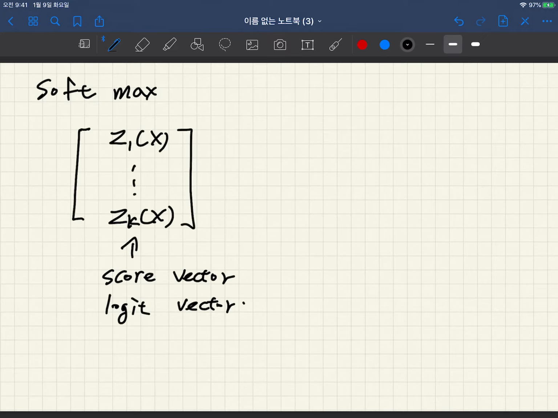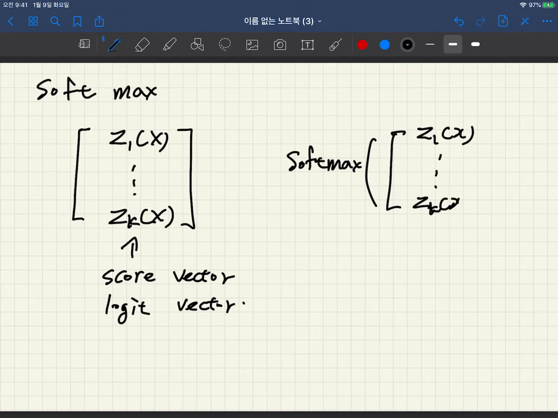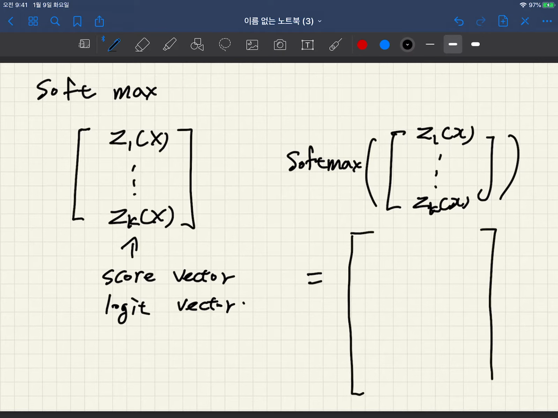And then using this score vector, we apply the softmax function. We apply the softmax function using g_1(x) to g_K(x), which makes the output a vector of the same dimension, with this form.